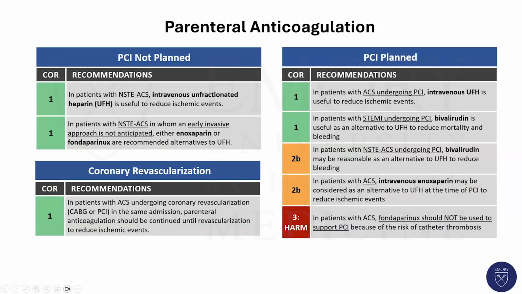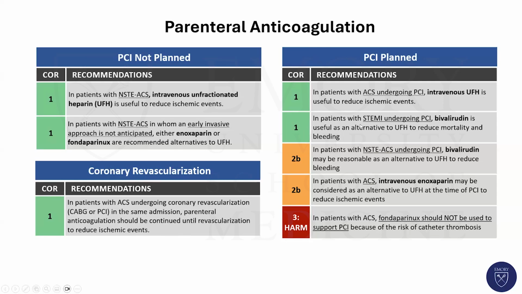Parenteral anticoagulation. So if PCI is not immediately planned, class 1 for patients with non-STEMI ACS, intravenous unfractionated heparin is useful to reduce ischemic events. Again, in class 1, patients with non-STEMI ACS in whom an early invasive approach is not anticipated, either enoxaparin or fondaparinux are recommended as alternatives to unfractionated heparin. For those patients who are to undergo coronary revascularization, in class 1, in patients with ACS undergoing coronary revascularization, either with CABG or PCI in the same admission, parenteral anticoagulation should be continued until revascularization is completed to reduce ischemic events. Going on to PCI that's to be performed, in patients with ACS undergoing PCI, intravenous unfractionated heparin is useful to reduce ischemic events in class 1.